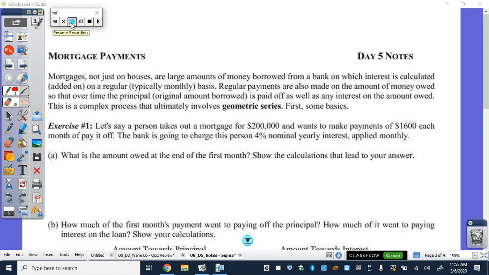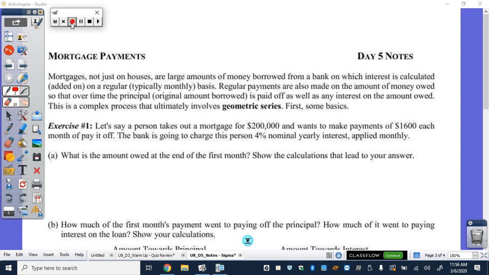I know all of you are dying to go get mortgages. So mortgages, not just on houses, are large amounts of money borrowed from a bank on which interest is calculated, added on a regular, typically monthly basis. So generally, when they say a mortgage, they are referring to a house, but you can also take mortgages out on other things. It's just not as commonly known. But you're just taking out a huge lump sum of money.